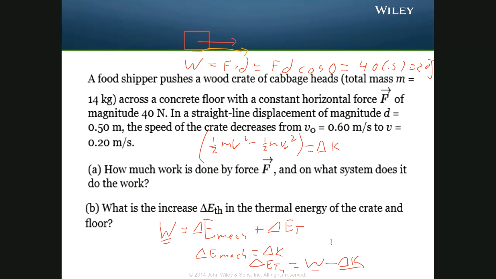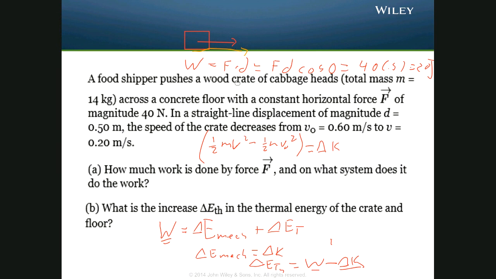Let's go through the problem again. The first thing we want to look at is the work done by the applied force, right? And that was pretty straightforward. We're given the applied force, 20 N, and the displacement of half a meter, and that's a pretty simple work computation.